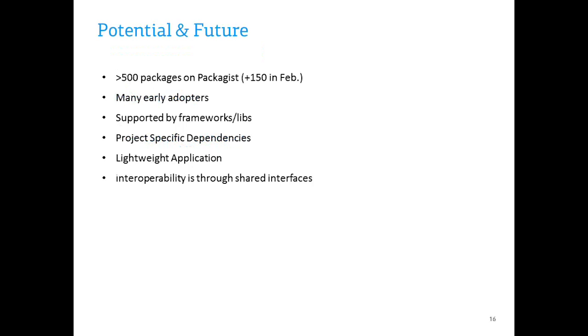So the next slide comes for potential and future. The first statement says that greater than 500 packages are on Packagist, plus 115 in February. So that means we have already got so many packages, and people are still contributing their packages to Composer. And many early adopters, by this line I would mean that there are too many newly created frameworks which are already using the flexibilities and the features of Composer.